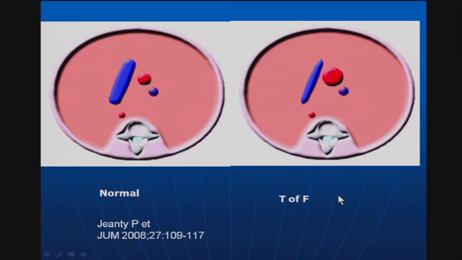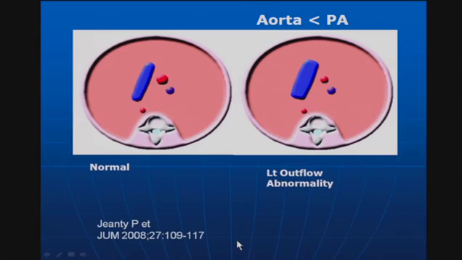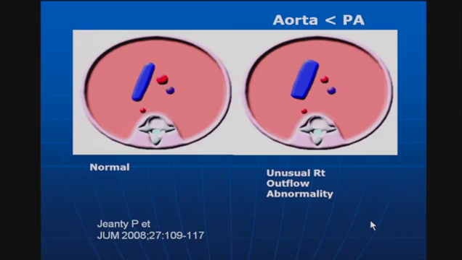This is what we imagine tetralogy of Fallot should look like. In our imagination, we have the actual image with the pulmonary artery here, the aorta, and you note the marked discrepancy in the two. Next, the aorta is smaller than the pulmonary artery, and this is usually hypoplasia of the left ventricle to some degree. So you look here, double outlet of the right ventricle with aortic atresia. You see the aorta here, but you see marked discrepancy between the size of the pulmonary artery and the aorta. And this is double outlet with aortic atresia.